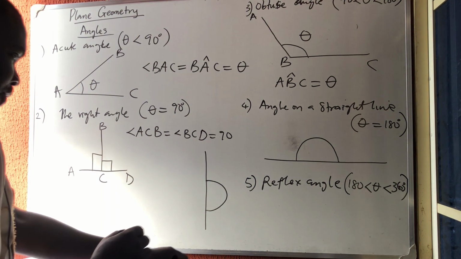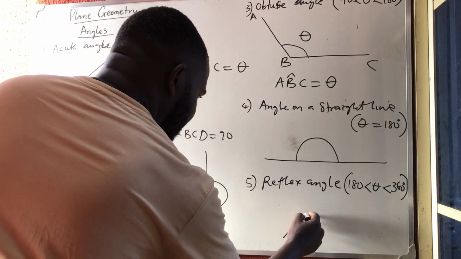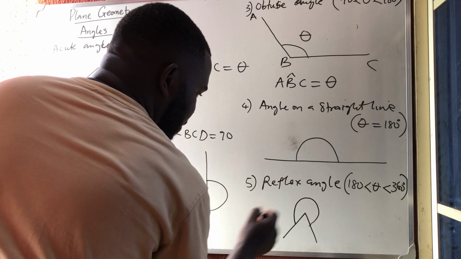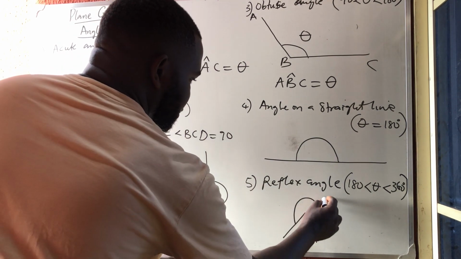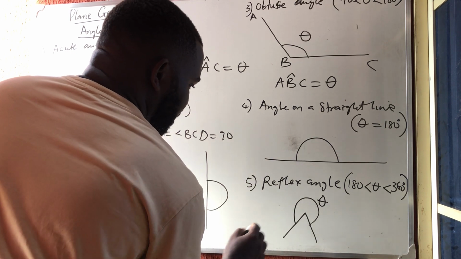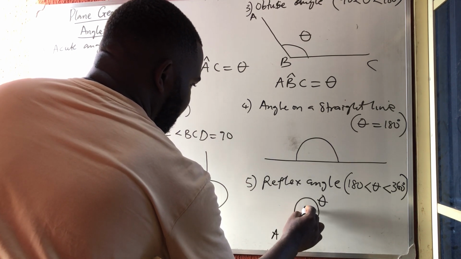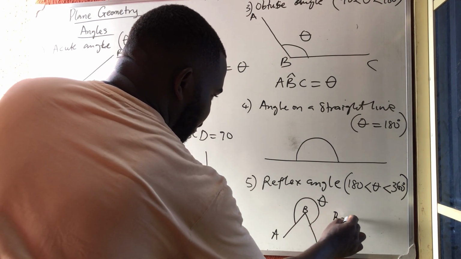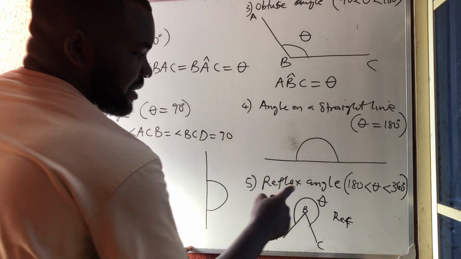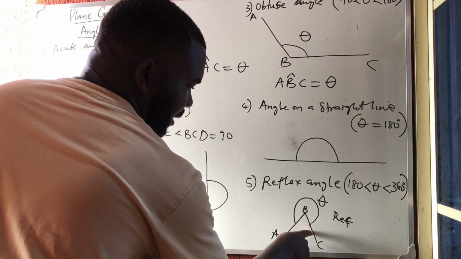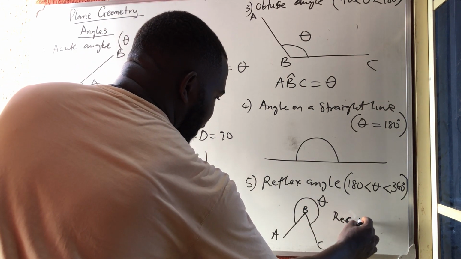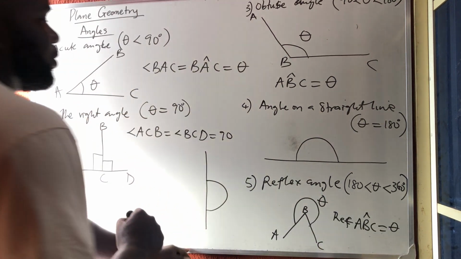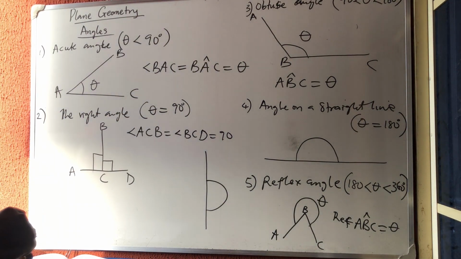A reflex angle is any angle like this, from here to here. You see how big the angle is. This is my theta. If this is A, B, C, we say reflex angle, you must put the word reflex so that the person will not think that you are talking about the one inside here. So reflex angle A, B, C, like this, is equal to theta. That is how we name those angles.